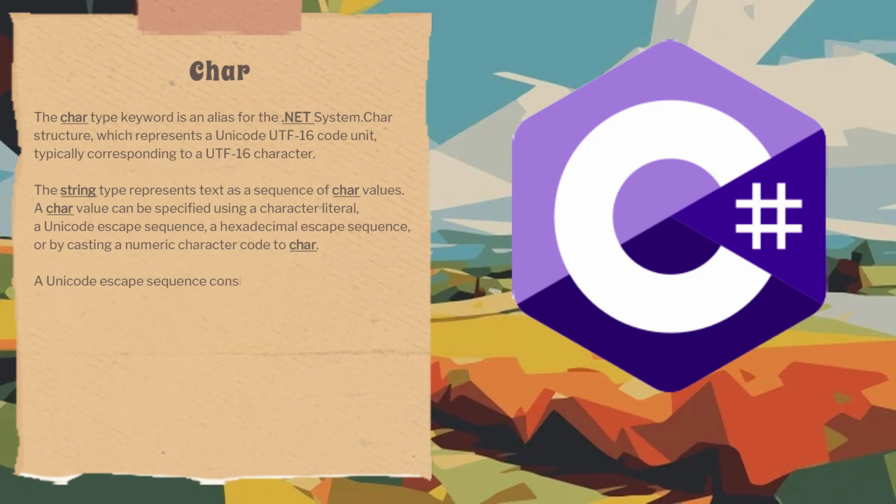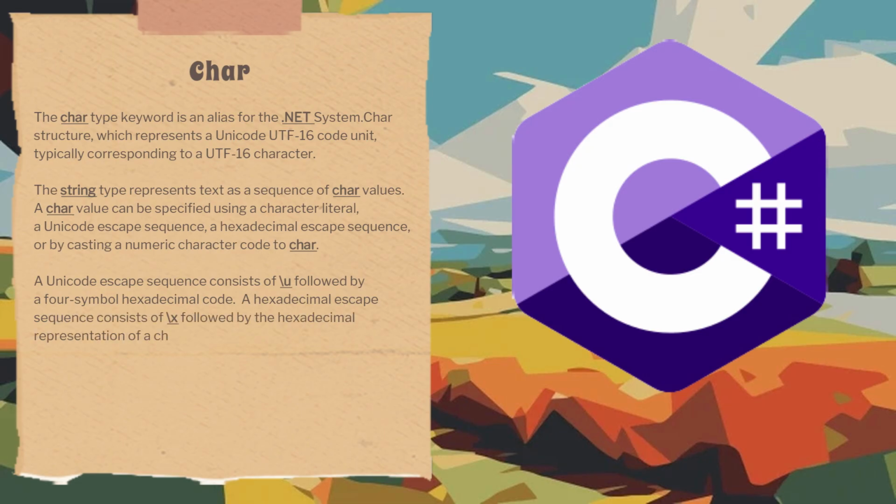A Unicode escape sequence consists of \u followed by a 4-symbol hexadecimal code. A hexadecimal escape sequence consists of \x followed by the hexadecimal representation of a character code. A char must be enclosed in single quotes.